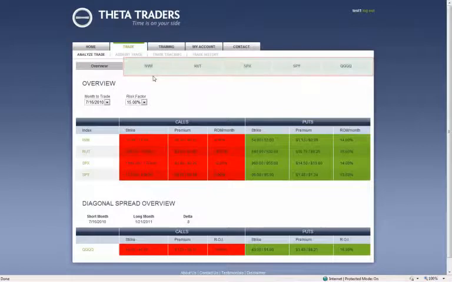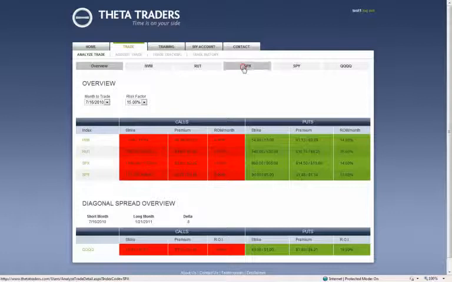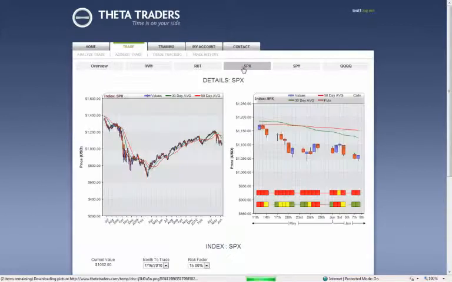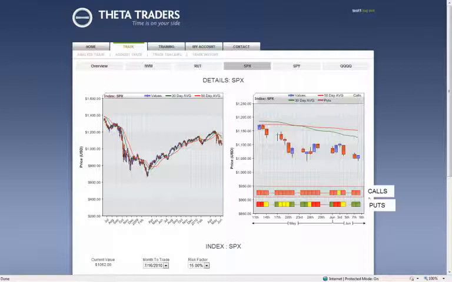These tabs are the trade details. Let's say the SPX trade looks interesting to you. Click on the SPX tab and the details of this trade will appear. This chart on the left shows a 2-year history. This chart on the right is the past 6 weeks. These 2 rows of color boxes show a history of the market timing, and the last box on the right corresponds with today. The row on the top represents the calls, the row on the bottom represents the puts.